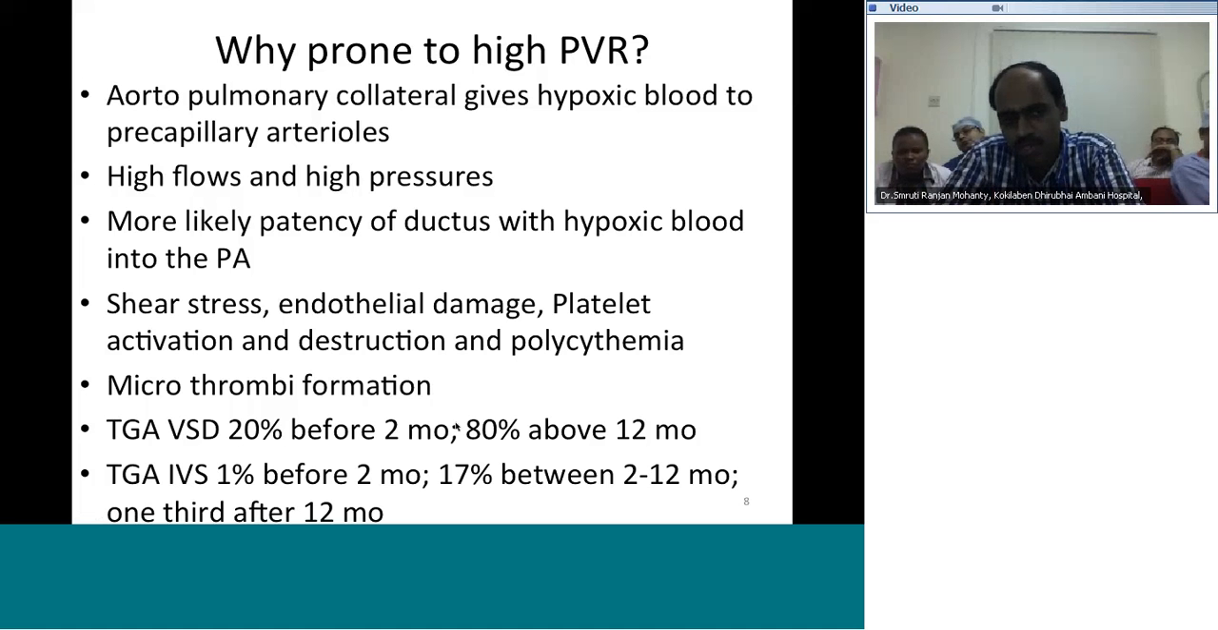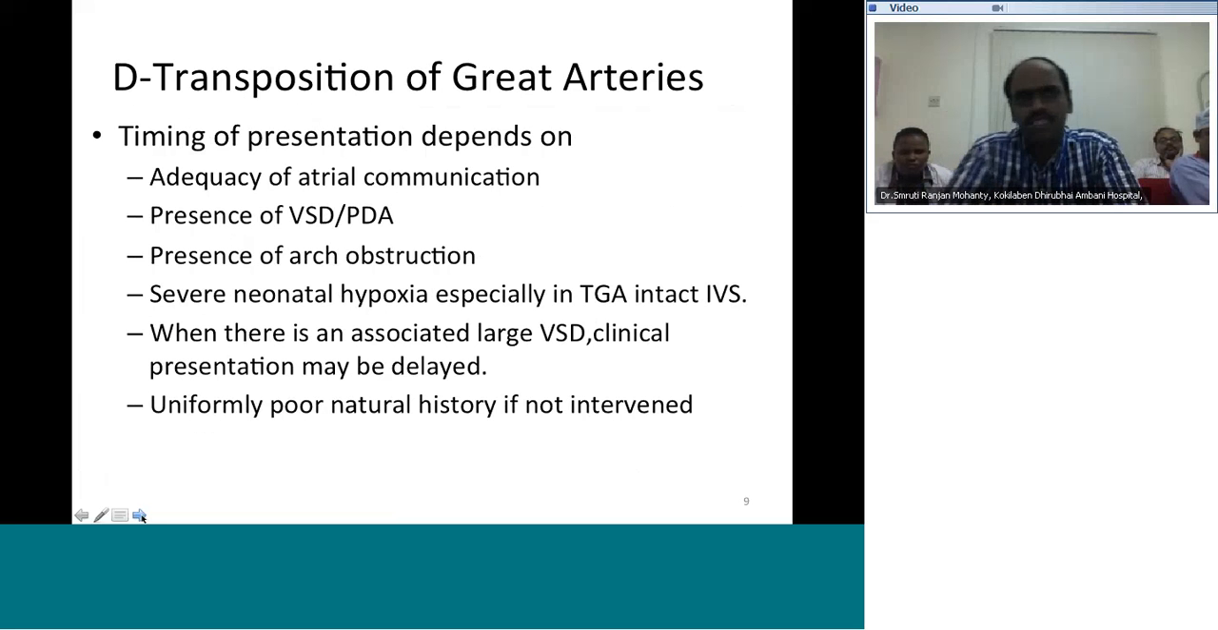What about transposition with intact ventricular septum? Even there, vascular disease is more common. 1% may develop pulmonary vascular disease even before 2 months. Around 17% between 2 months and 12 months. And about a third after 12 months. That means after 1 year, if you have a transposition with intact ventricular septum, 1/3 of them will have high pulmonary vascular resistance.